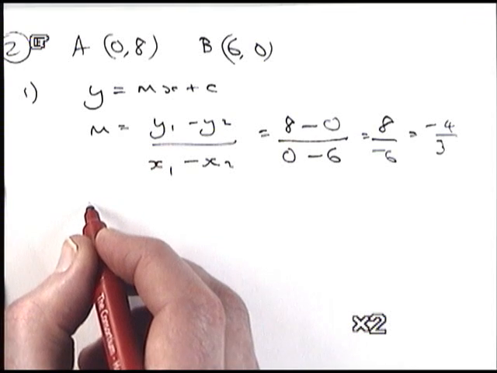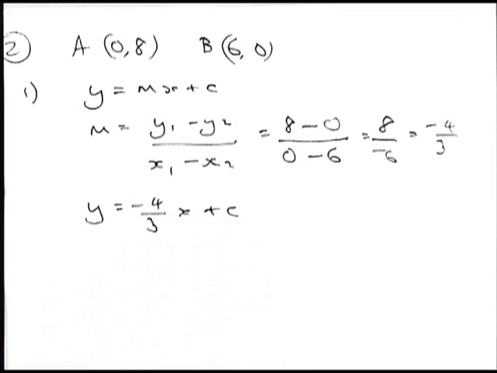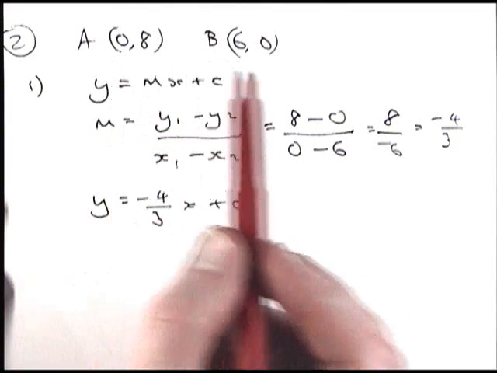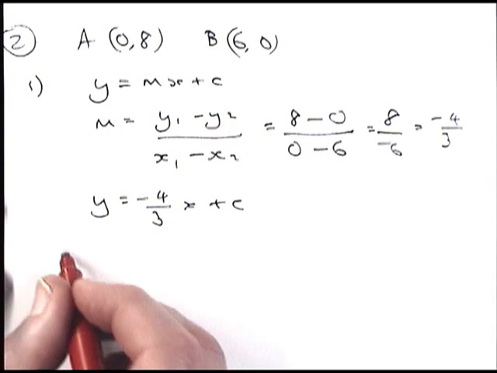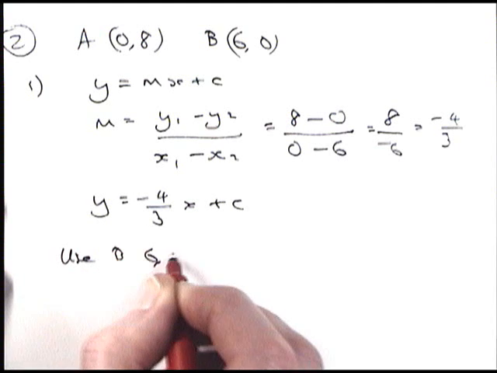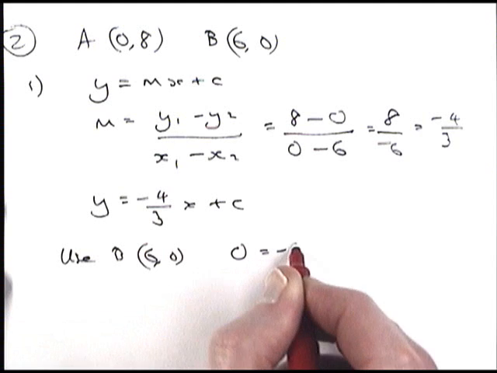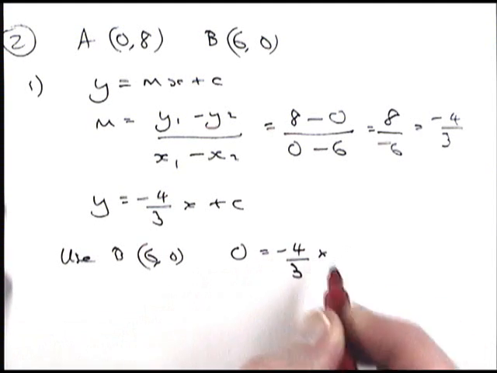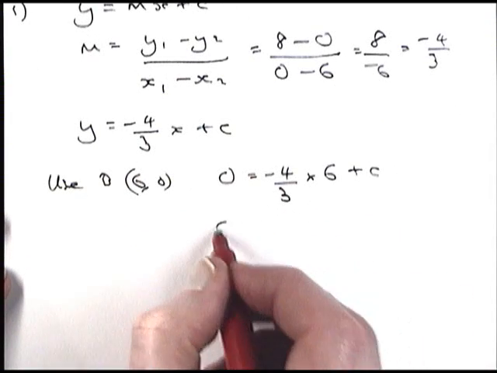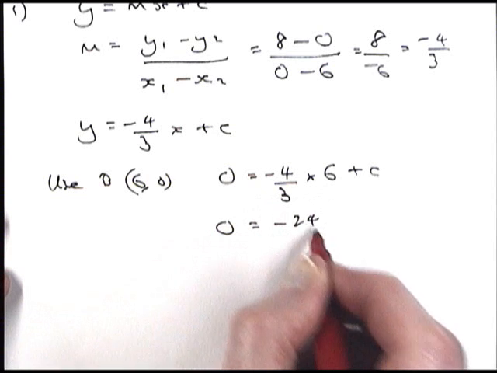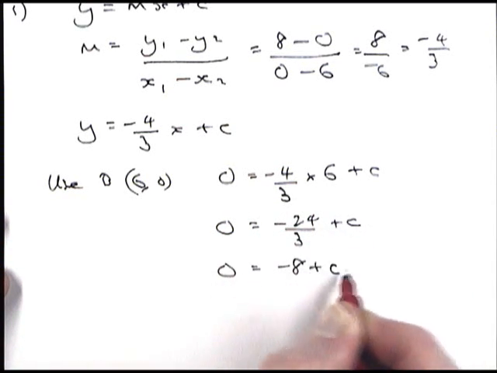So we can now substitute that into y equals mx plus c. To find the c, you can use either of these 2 points. I'll use B for now, it doesn't really matter. So if I use point B, which is 6, 0, I have y, well that's the y value, 0, is minus 4/3 times by x, which is 6 at point B, plus c. So I've got 0 is minus 24 over 3, plus c. Minus 24 over 3 is minus 8.